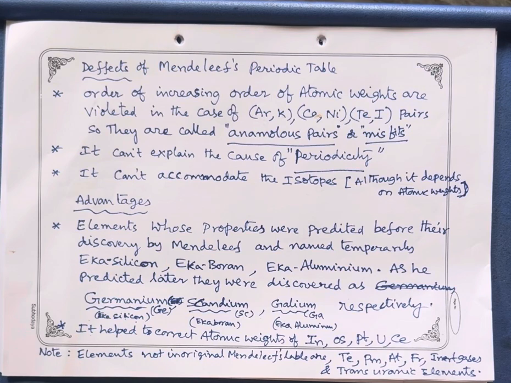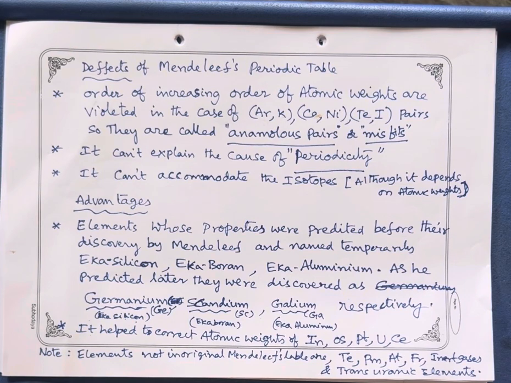It can't accommodate the isotopes, as isotopes have the same atomic number and different atomic weights. As this table depends on atomic weights, and isotopes have different atomic weights, they should be kept in the Mendeleef periodic table, but they are not kept. These are the main defects of the Mendeleef periodic table.